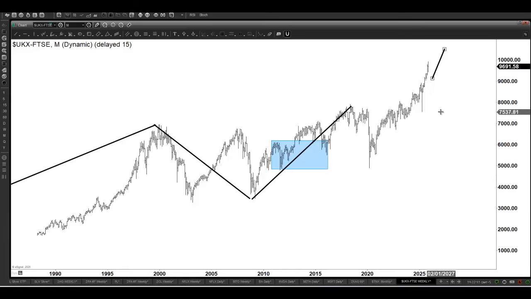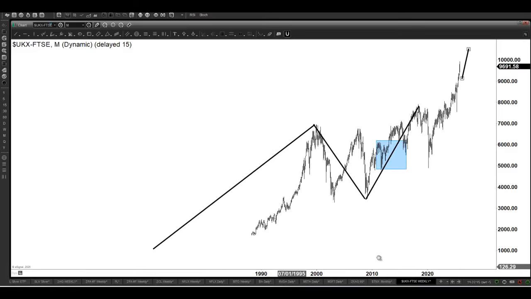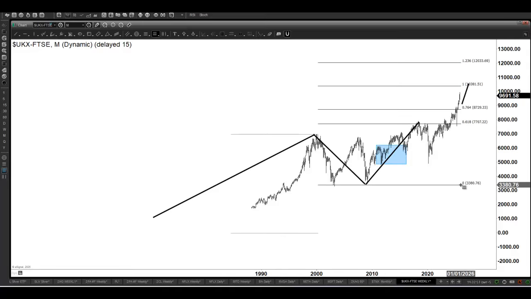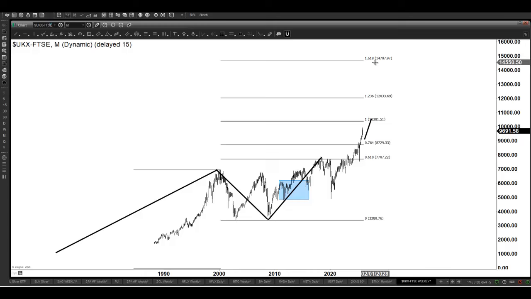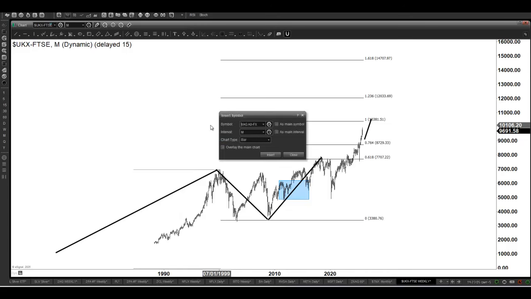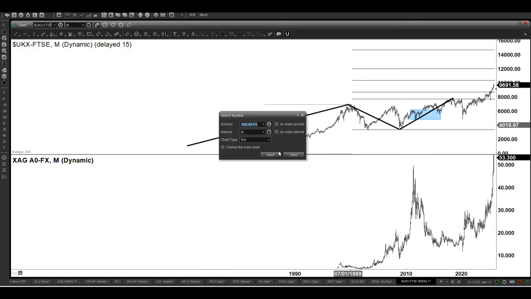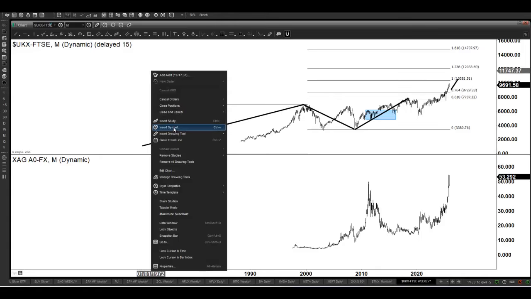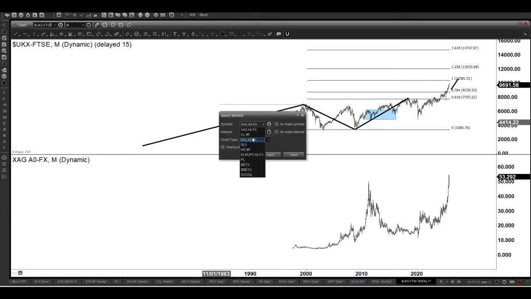If FTSE is nesting, it means that it cannot be completed. FTSE is going to extend tremendously. It's going to reach around 14,000. If that happens, my friend, silver is going to fly like an eagle. S&P is going to fly like an eagle.